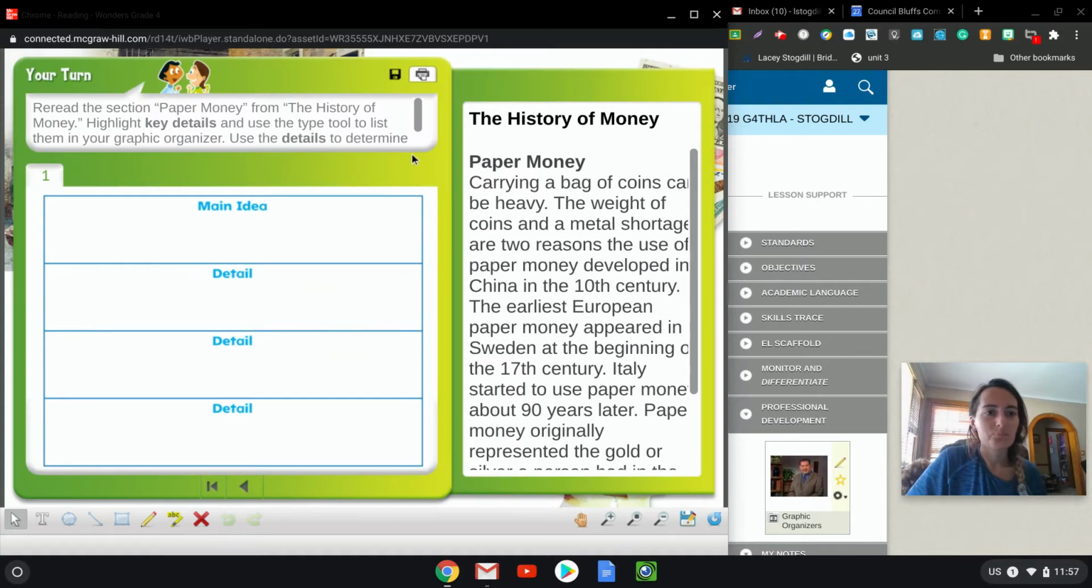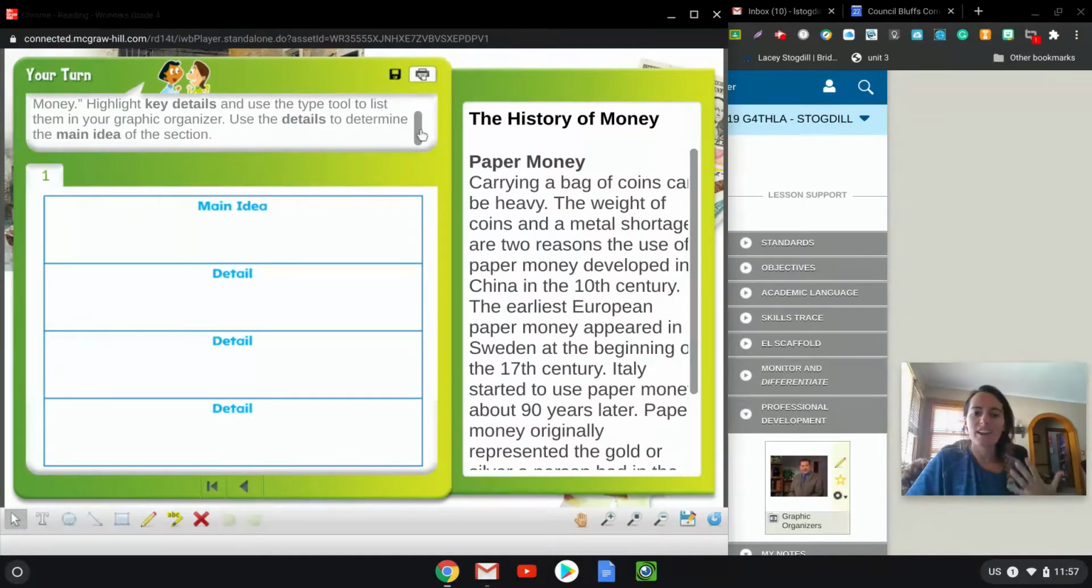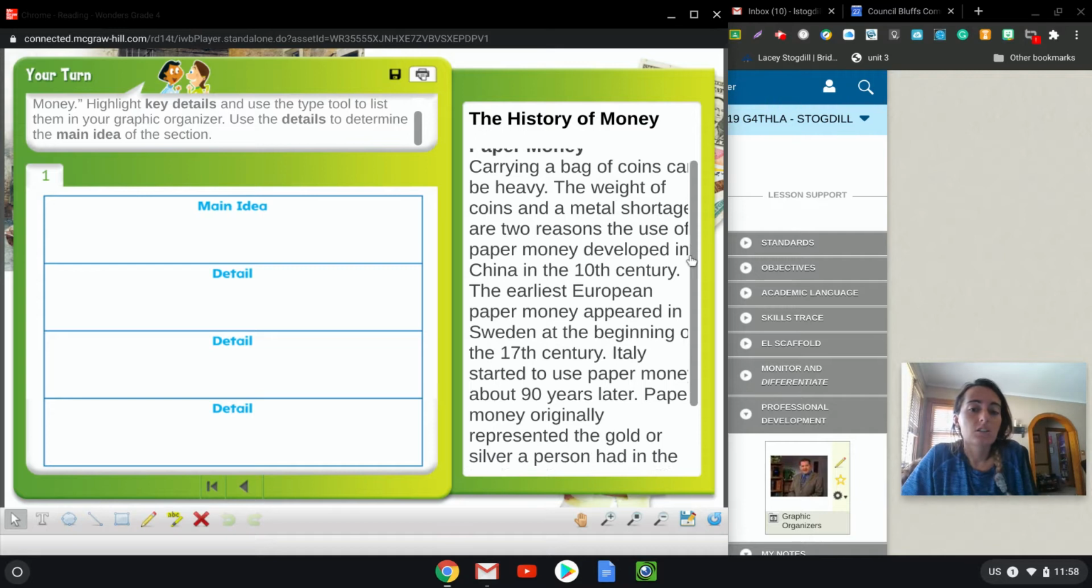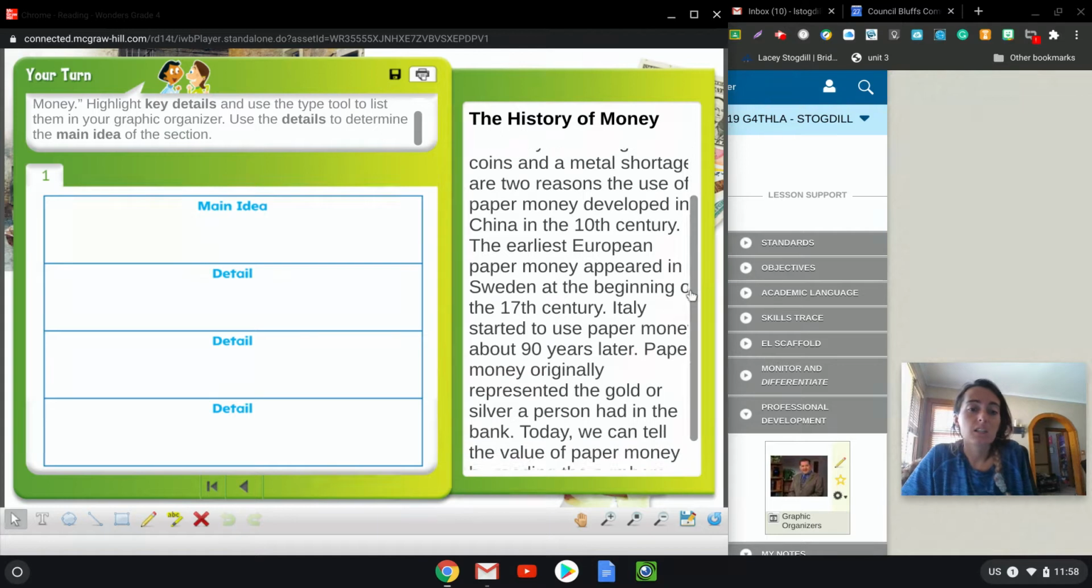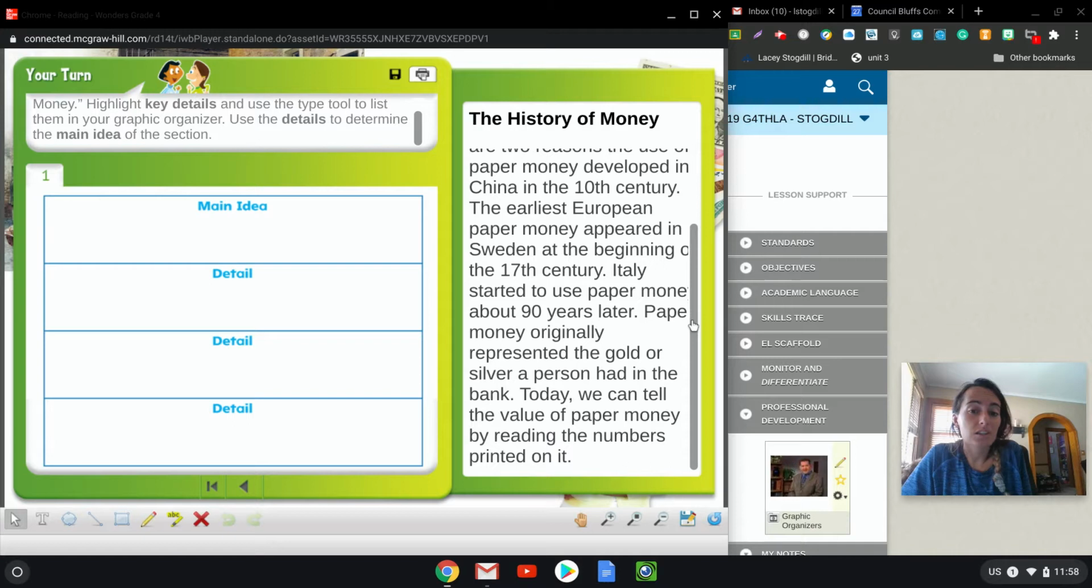So let's try this one with paper money. We're just going to read that and find some details and see if you guys can help me out. See if you're able to get on the same page and think with me. "Carrying a bag of coins can be heavy. The weight of coins and a metal shortage are two reasons the use of paper money developed in China in the 10th century. The earliest European paper money appeared in Sweden at the beginning of the 17th century. Italy started to use paper money about 90 years later. Paper money originally represented the gold or silver a person had in the bank. Today, we can tell the value of paper money by reading the numbers printed on it."